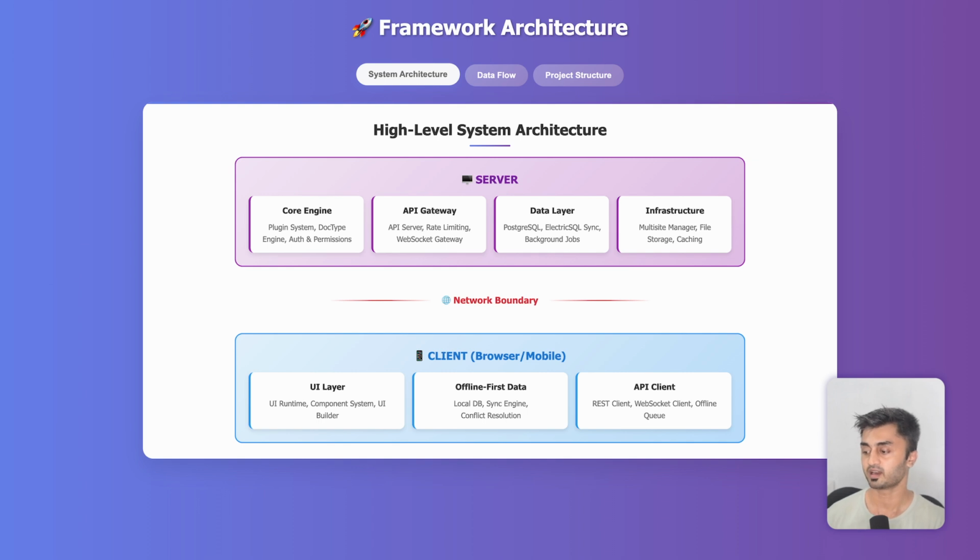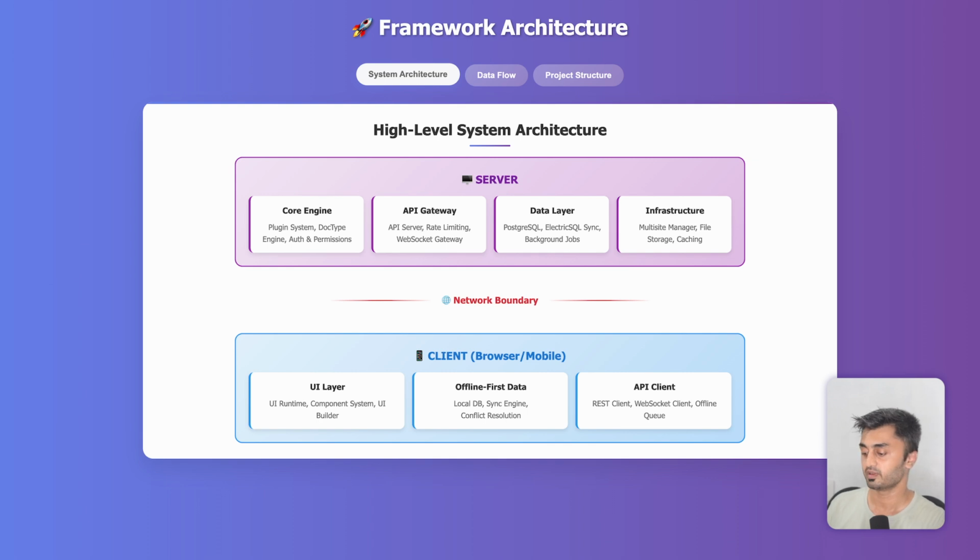I've already created a high level architecture diagram and divided that into two layers, server layer as well as client layer. In server, we will have core engine that will be responsible for plugin system, doc type engine, auth and permission, etc. Then we will have API gateway that will be responsible for API server, WebSocket gateway, etc. Then we will have data layer that will be responsible for handling data as well as syncing the data. And we will have infrastructure management that will be responsible for multi-site management, file storage, etc.